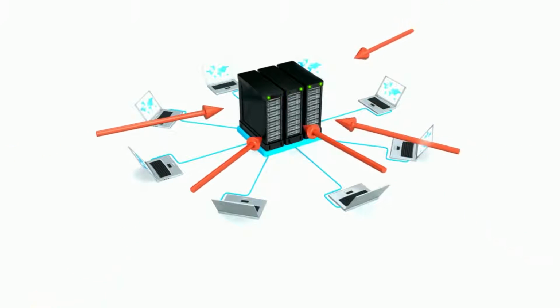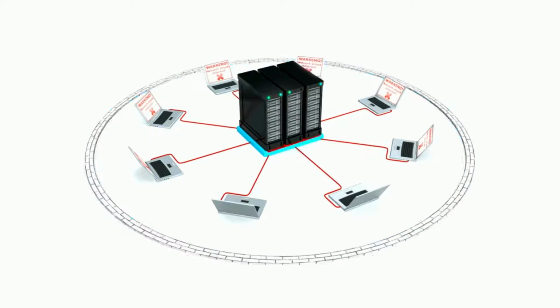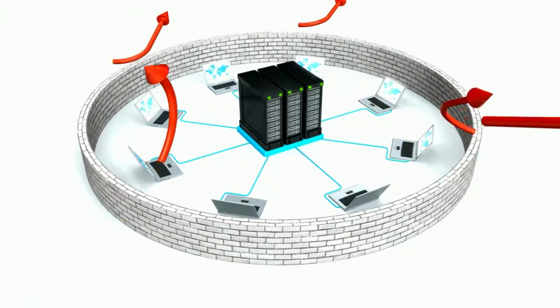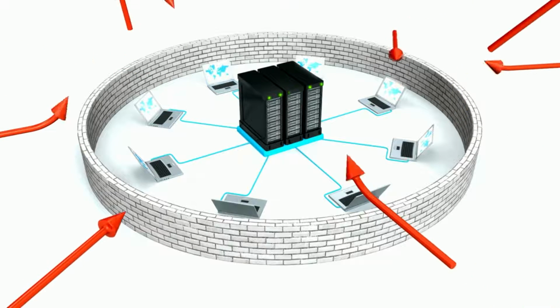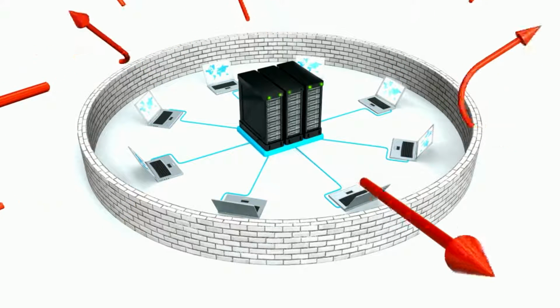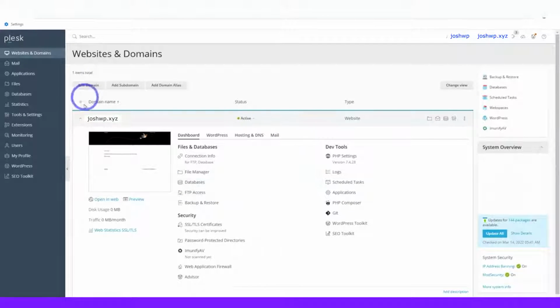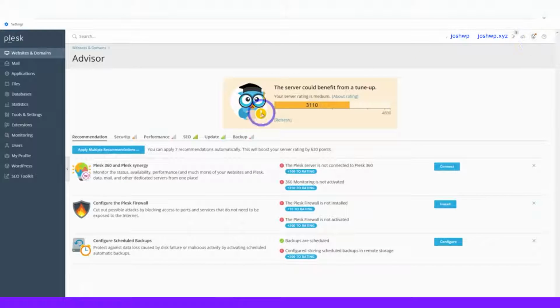In this video, I'll show you how to set up a firewall on your server, especially if you're using a Plesk panel. It's easy. So what you do, simply log in to your Plesk panel. On the right side, you'll see an Advisor button. Click on that button. It will take you to the recommendations.